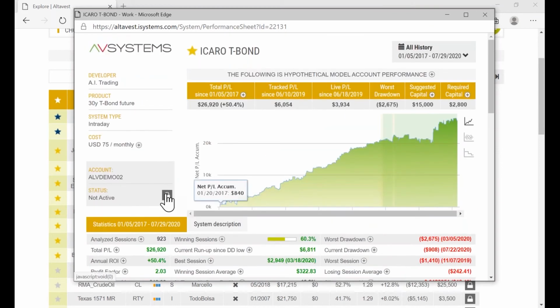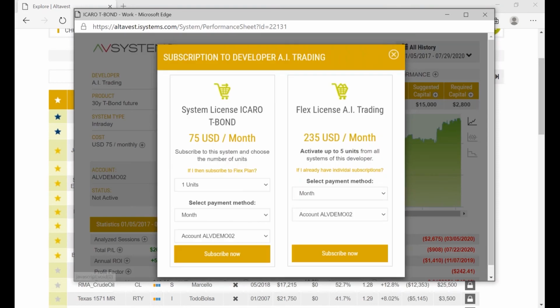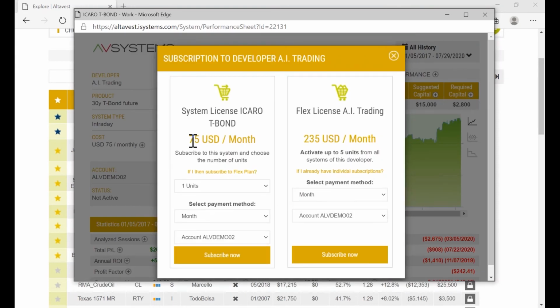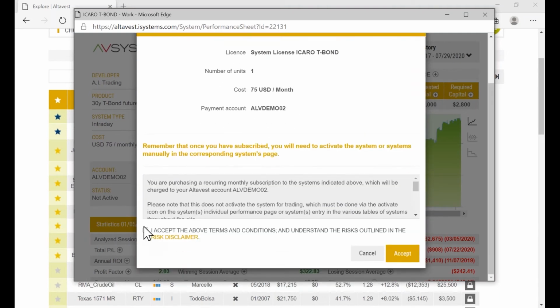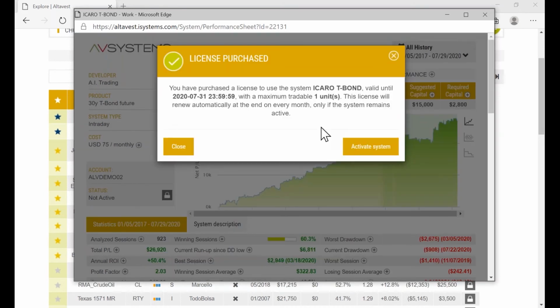Now this is what it looks like. You click the padlock, and it says buy license. It'll pull up a screen here. $75 a month is the cost of this system, and you would click subscribe, and this comes deducted right out of your AltaVest trading account. You would read the disclaimer, and you click accept. Now this is just a demo account, folks, so I don't even know if there's enough. There you go. I didn't know if there was enough capital in my demo account to add another system, but there is. So you've purchased the license, and now you need to activate it.